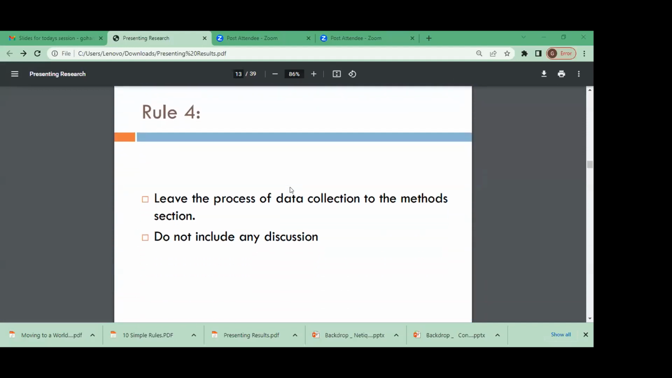and it's not something that can be justified. Rule number 4 is to leave the process of data collection to the method section while you're writing. Your data collection methodology should be written in the method section, and please do not include any discussion in the method section. All the discussion regarding your data, regarding your results, should go into your discussion section. In your method section, you simply should talk about your data collection methods and some other methodological aspects of it.